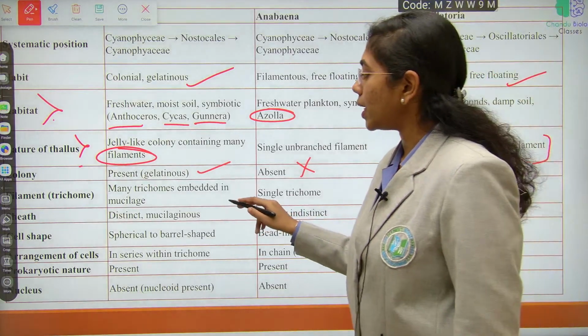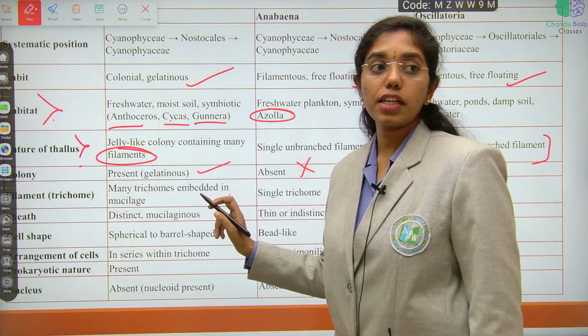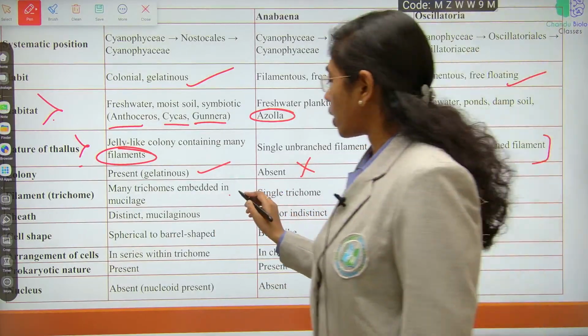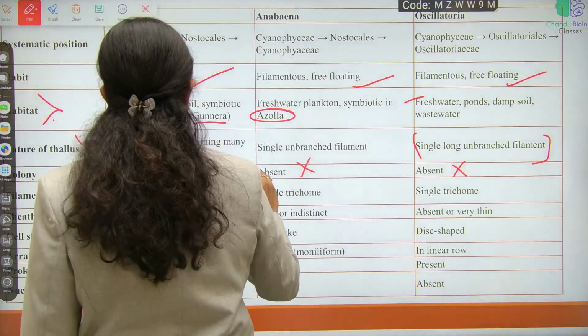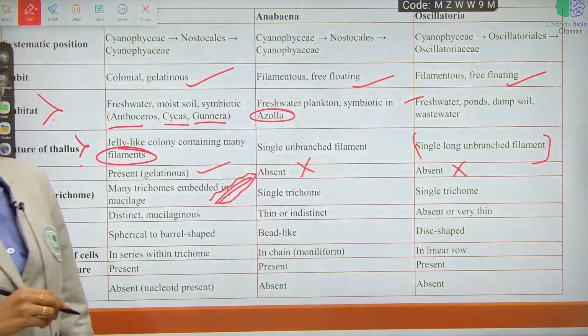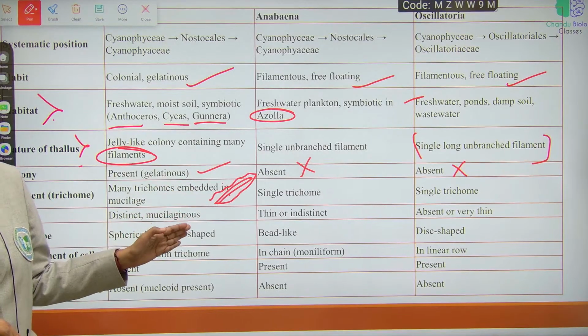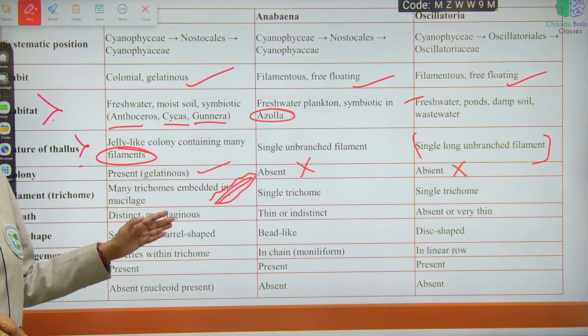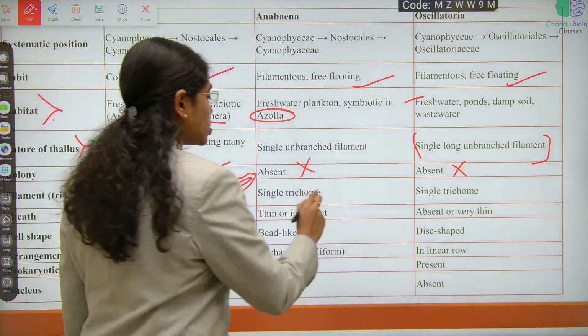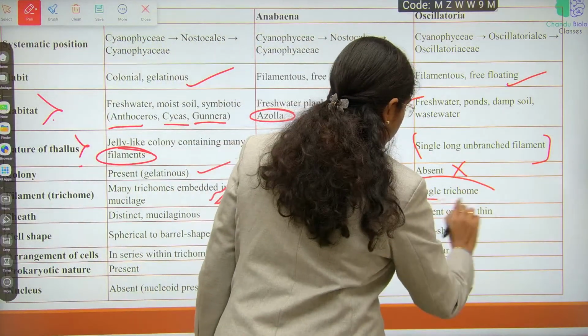Trichomes. Many trichomes are embedded in a mucilage sheath. Trichomes are surrounded by a mucilaginous coat all around the Nostoc. What are trichomes? Single row-like structures which are emitting out. Whereas if you see for Anabaena and Oscillatoria, there is just a single trichome for both of them.